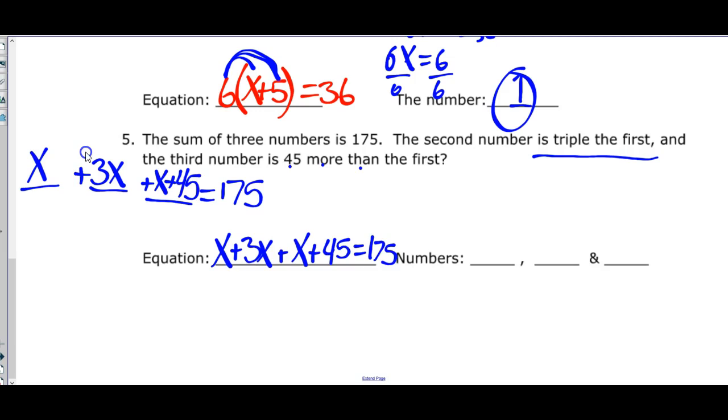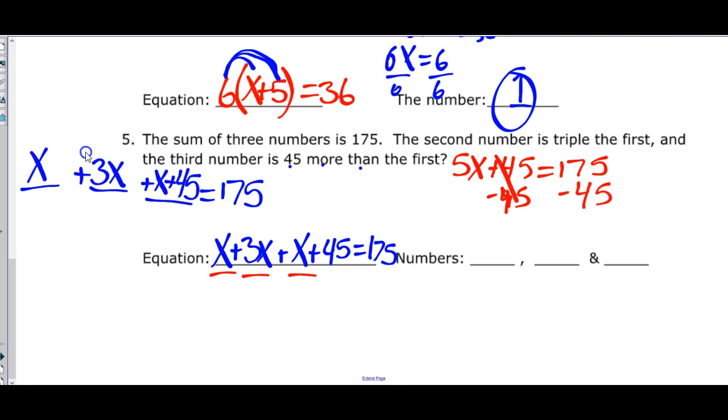To solve that, combine all of our x's together. 1, 2, and 3 more makes 5x. I need room. 5x plus 45 equals 175. And minus 45 to both sides. That gives me, I'm going to jump down here because I'm running out of space. 5x equals 130.